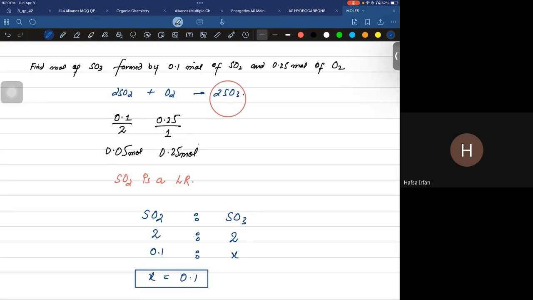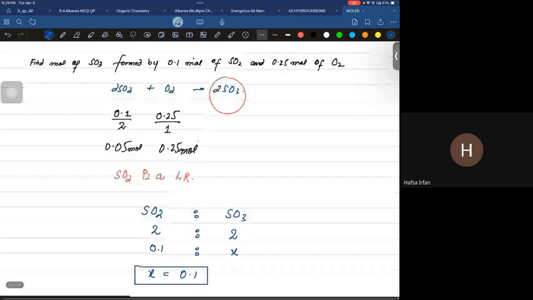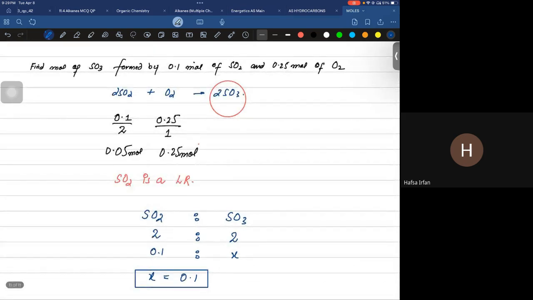So what we have learned: you are not supposed to find out the moles of the product directly. You have to first find out the limiting reactant. After finding out the limiting reactant, then you can find out the product. That's the main criteria for this limiting reactant.